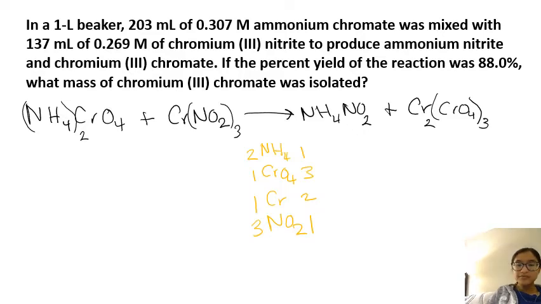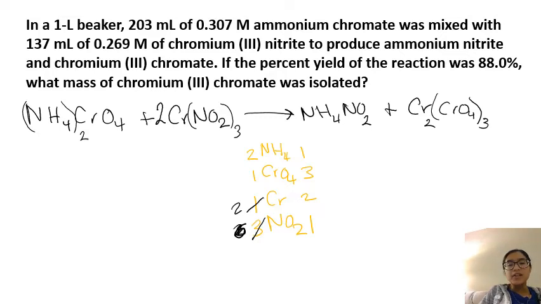Okay, so to balance this out, I'm just going to start with 2 on the chromium. Man, this problem's a tongue twister. So 2 chromiums now, and that will give me also 6 of the nitrites. My tongue and my pen aren't keeping up with each other. Okay, 2 and 6 now.